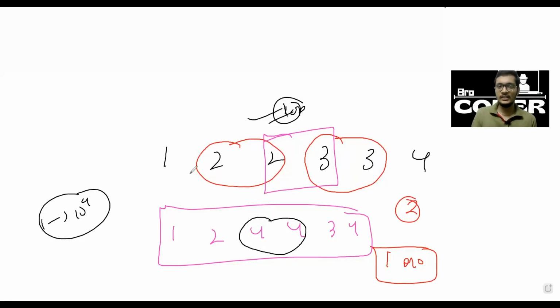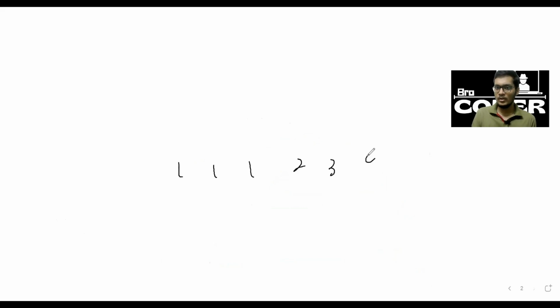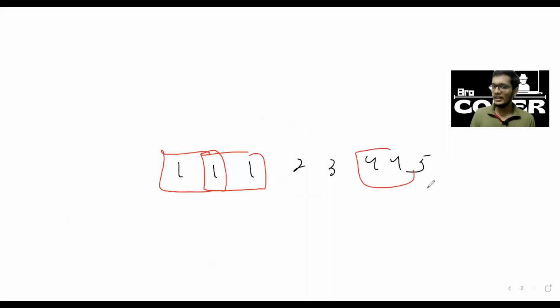For example, if I say that this is my question. Now in this question, how many pairs of adjacent elements are the same? This is one pair because both are 1. Another pair, both are 1, and so 3 pairs, right? And I want to perform the required operation a minimum number of times to make at most one pair of adjacent elements the same, right?